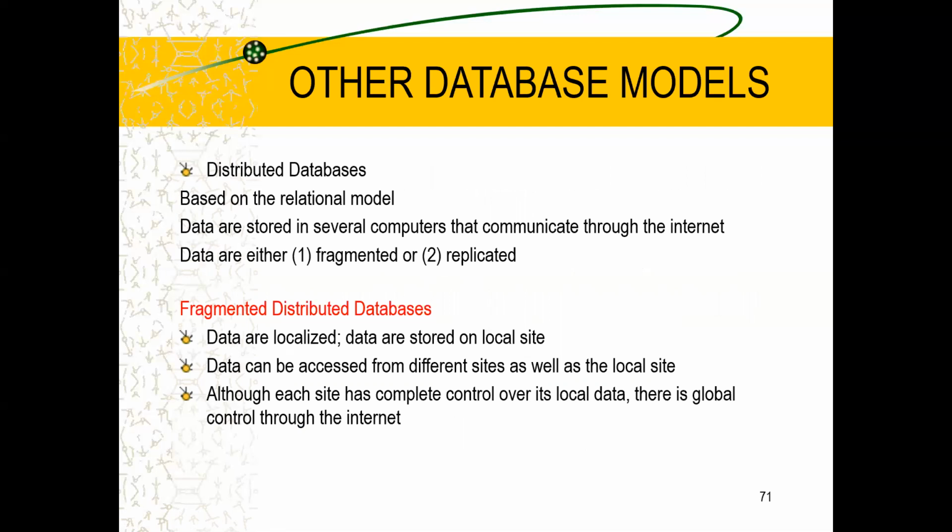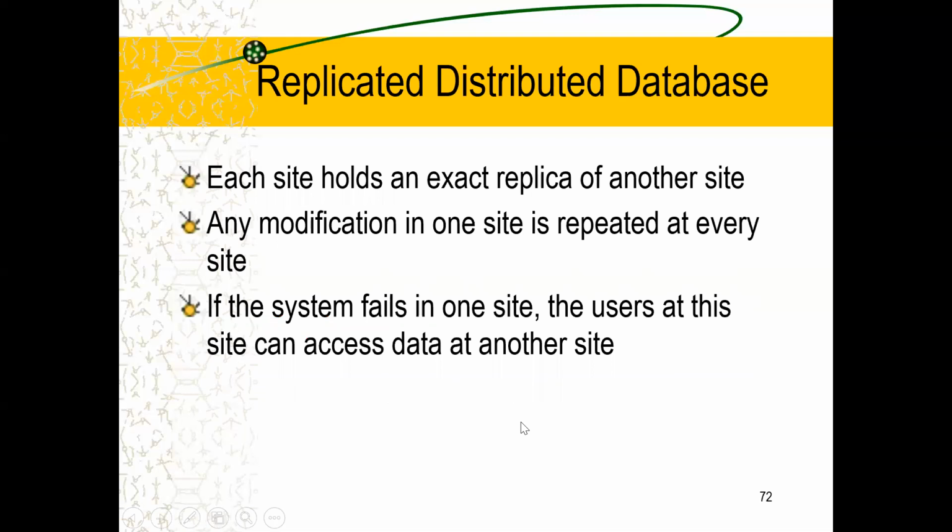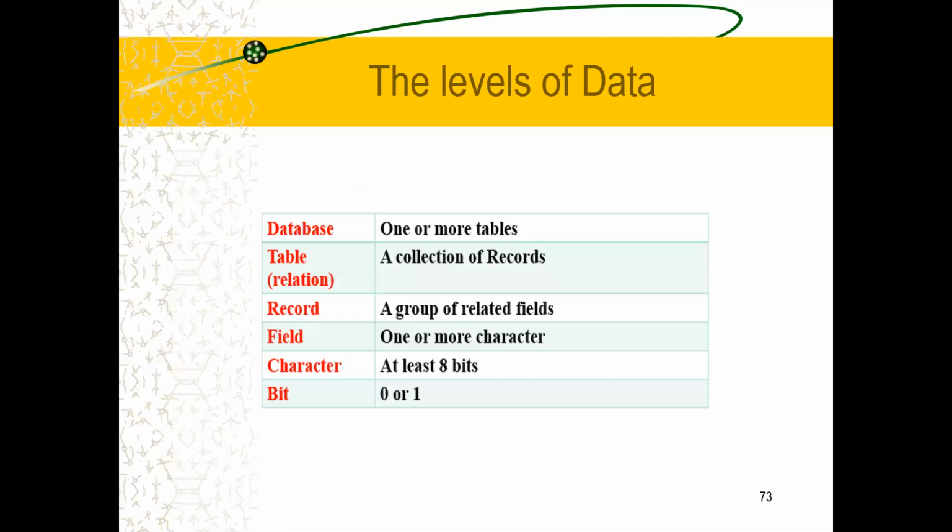Fragmented means data are localized, stored on a local site, and can be accessed from different sites as well as the local site. Although each site has complete control over its local data, there is global control through the internet. In a replicated distributed database, each site holds an exact replica of another site. Any modification in one site is repeated at every site. If the system fails at one site, the user at this site can access data at another site.